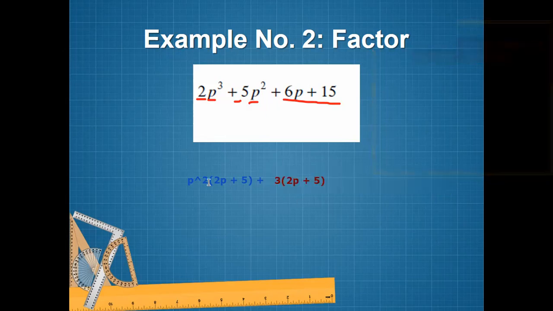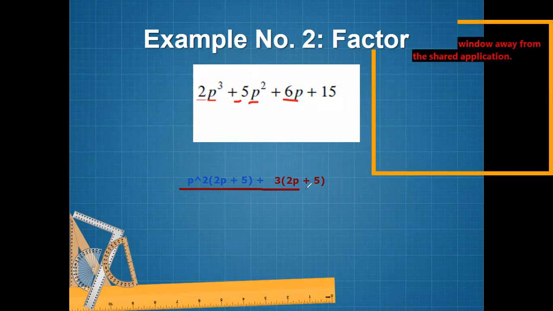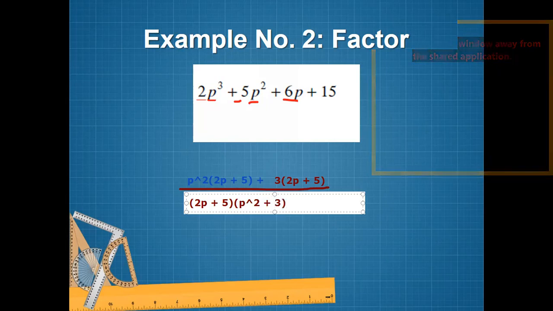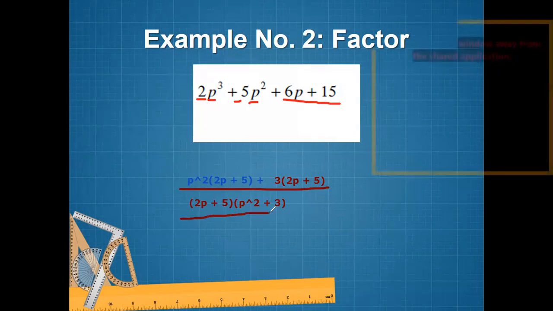So we have here the greatest common factor, 2p plus 5. So we're going to factor out 2p plus 5, then multiplied by p squared plus 3. Okay, so this is our answer for this problem. Questions?